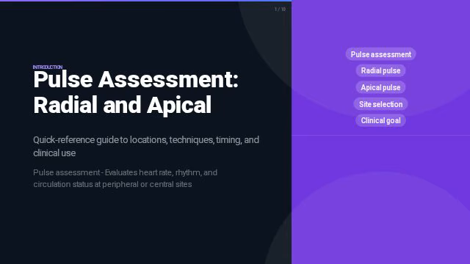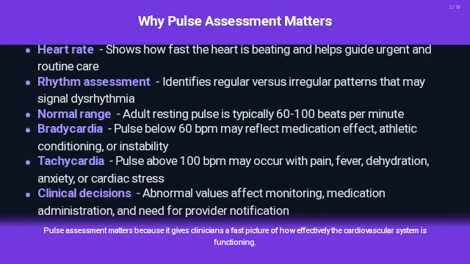As nurses, our responsibility is to choose the best site for the situation. If findings seem abnormal, irregular, or clinically significant, we should verify them with an apical assessment to support safe decisions and accurate documentation. Pulse assessment matters because it gives clinicians a fast picture of how effectively the cardiovascular system is functioning. A pulse tells us the heart rate, but it also tells us whether the rhythm is steady or irregular. That information influences everything from routine monitoring to emergency interventions.